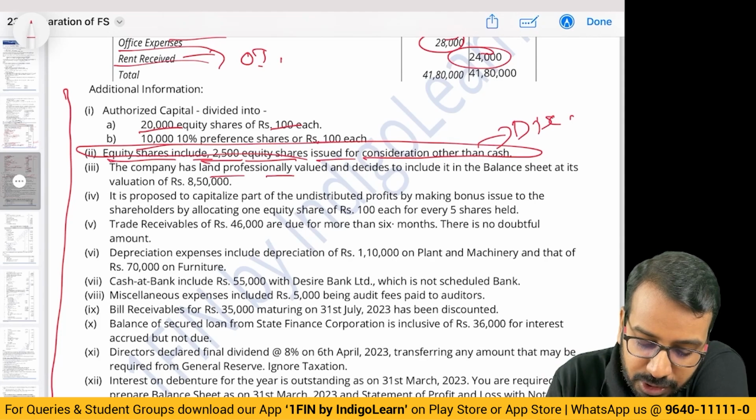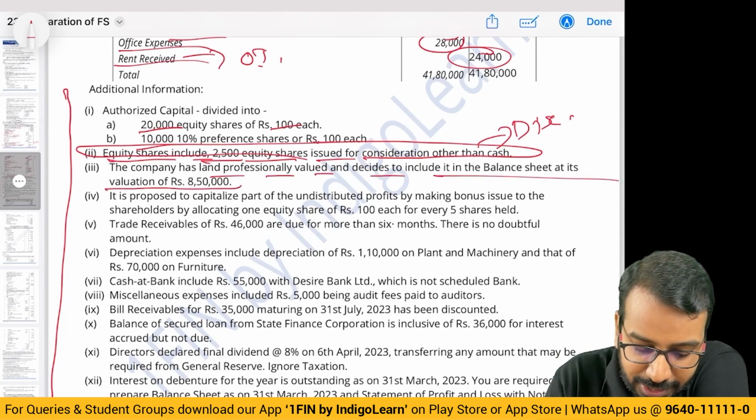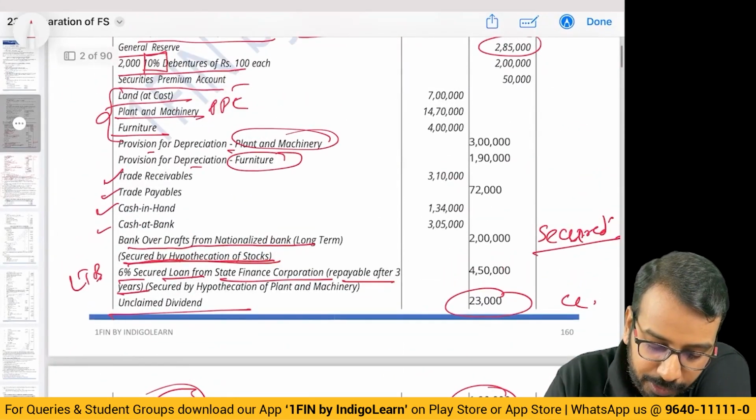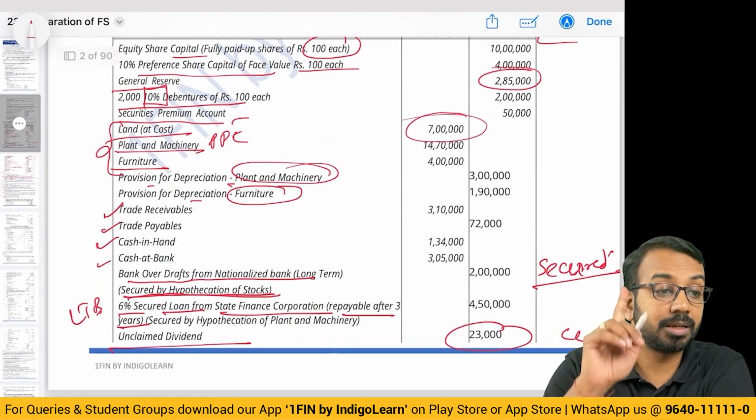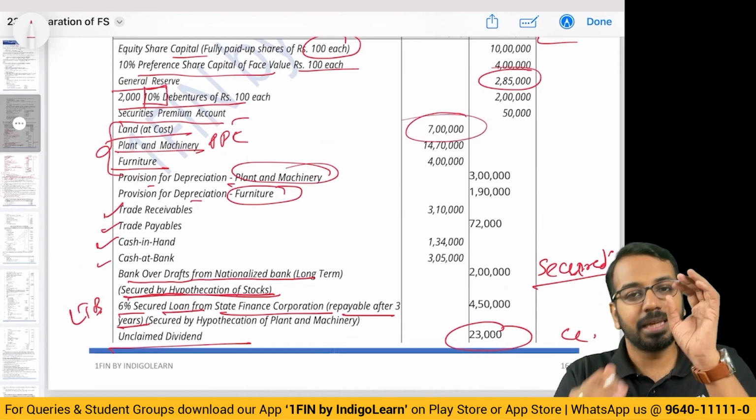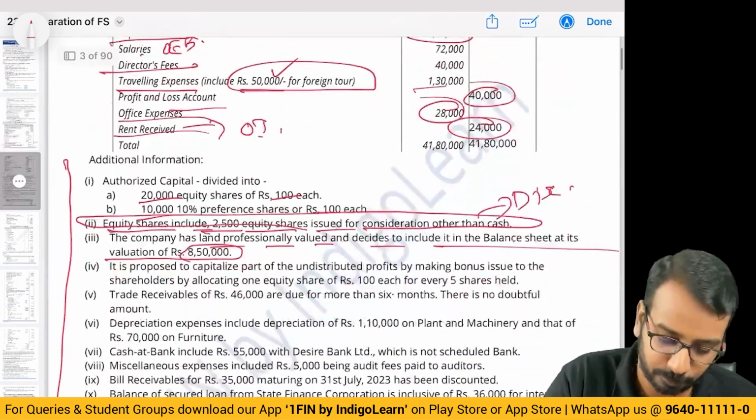The company has the land professionally valued and decides to include it in the balance sheet at 8,50,000. What was there earlier? 7 lakh. That means two adjustments: increase the value of land, and increase the value of revaluation reserve.